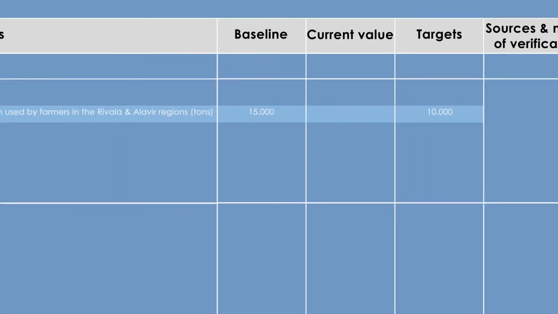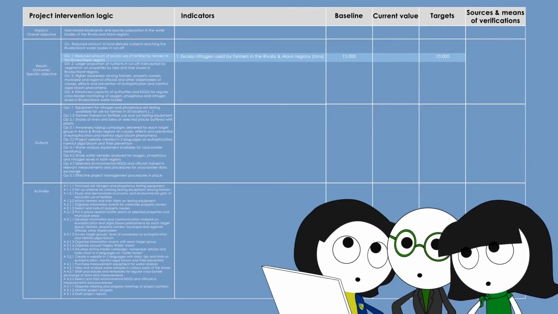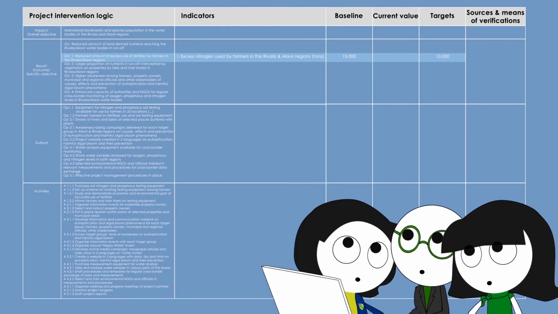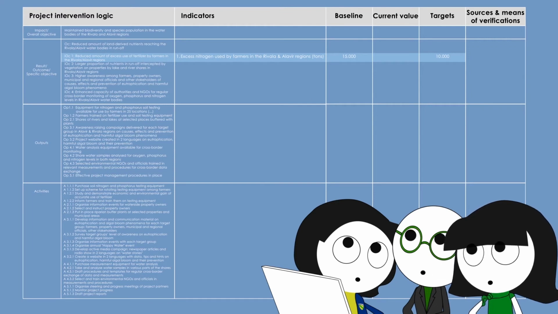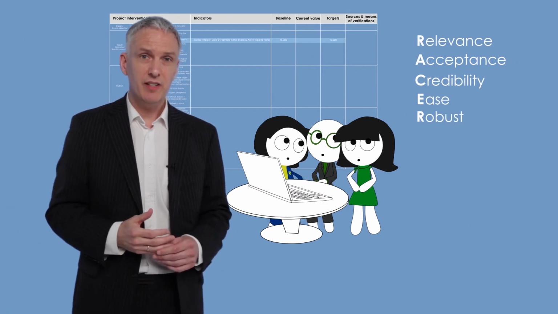Let's check if this indicator is specific enough. We have specified it qualitatively, only nitrogen, both synthetic and natural. Quantitatively, baseline and target values. We have a time frame by the end of the project, a target group, the farmers, and a place, the Rivala Alavia region. Do you know about the RACER criteria for indicators?